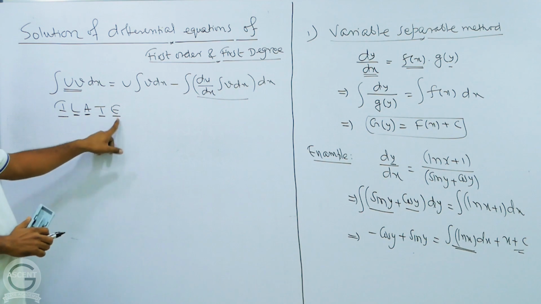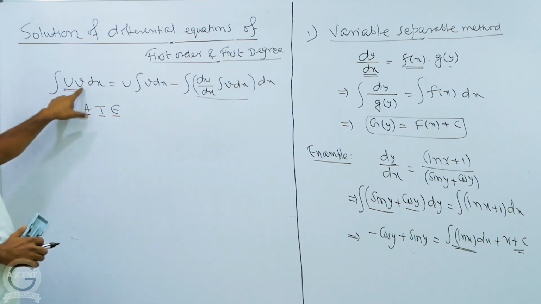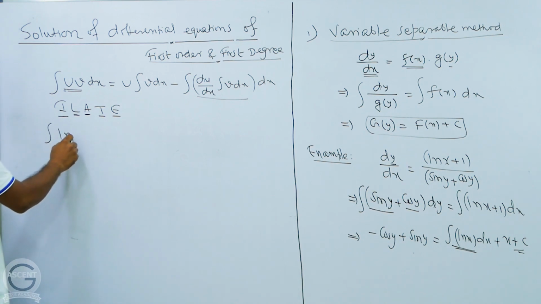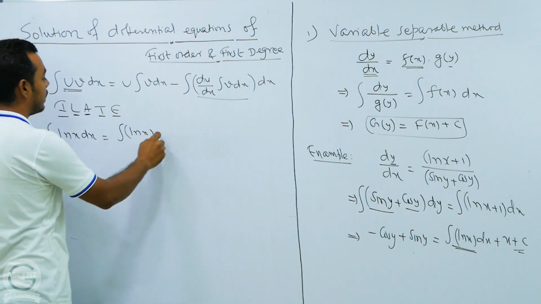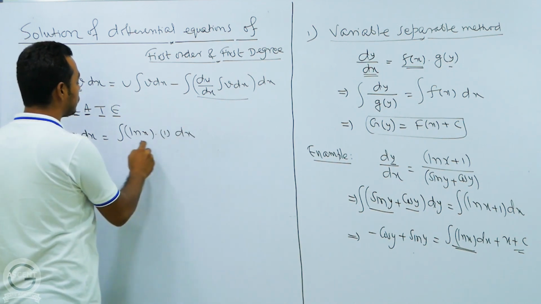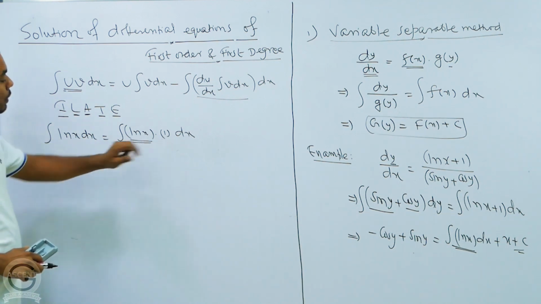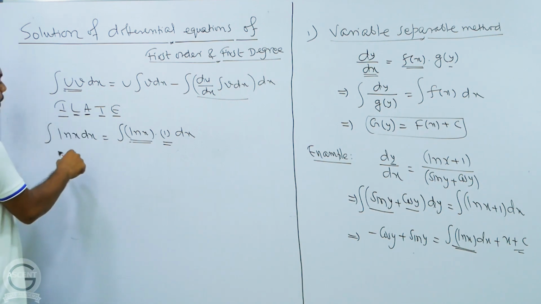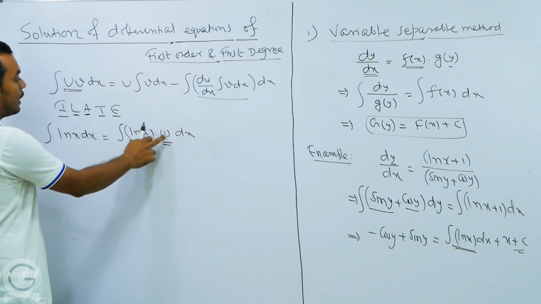In this order, the first function is u. Suppose you have an inverse and an algebraic function, then inverse will be your u and the algebraic function will be v. Similarly here, if I want to integrate log x dx, I can write this as the integral of log x into 1 dx. You can see that log x is a logarithmic function and 1 is an algebraic function. Here L comes before A, so you have to treat log x as u and 1 as v.